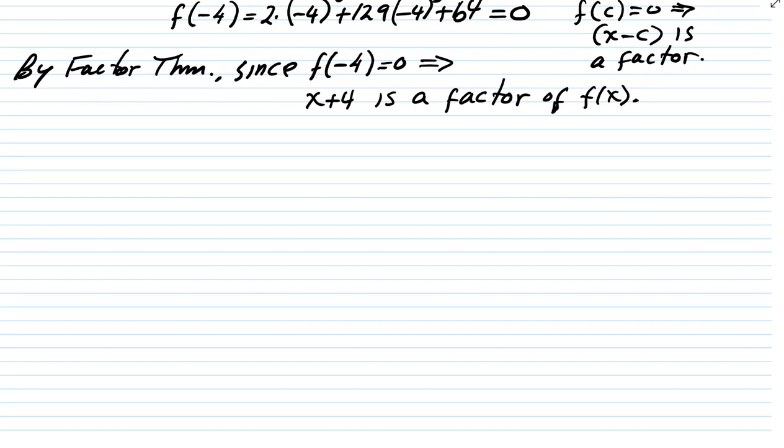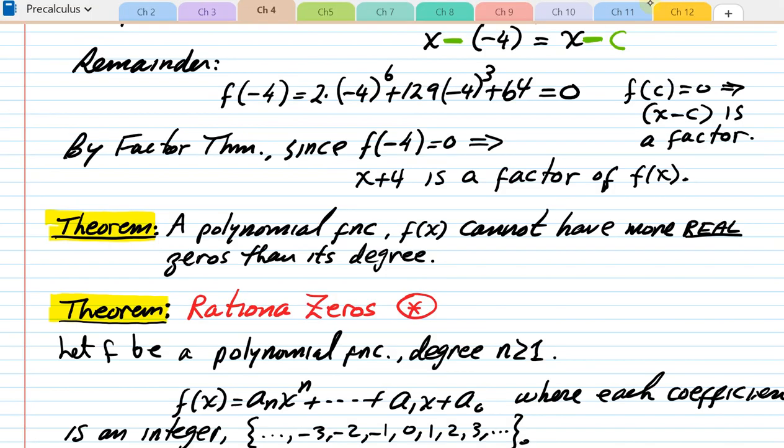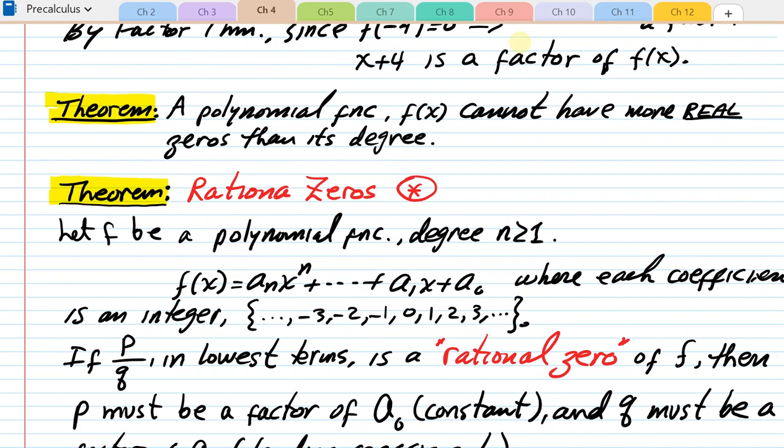Now, let's take a look at another theorem. This next theorem tells us about the number of real zeros. I'm going to put a couple of theorems for you, and then I'll continue on. So here it is. This first theorem gives you the number of real zeros, which are solutions to f of x equals 0. The first theorem says a polynomial function cannot have more real zeros than its degree.